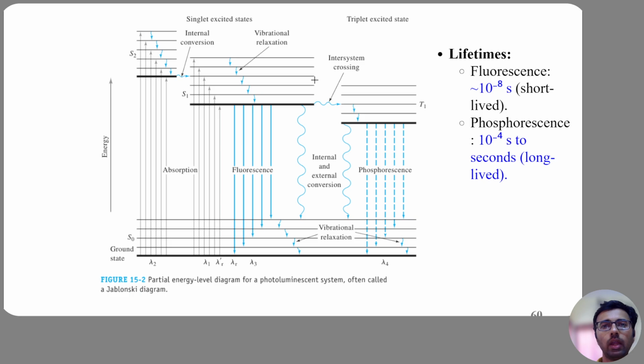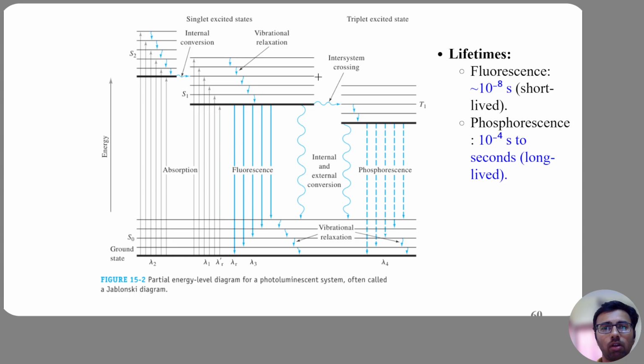Let us now interpret the complete Jablonski diagram. Thick horizontal lines represent electronic states S0, S1, S2 and T1. Thin lines indicate vibrational levels. An upward arrow represents absorption following excitation. Vibrational relaxation rapidly occurs, bringing the molecule to the lowest vibrational level.